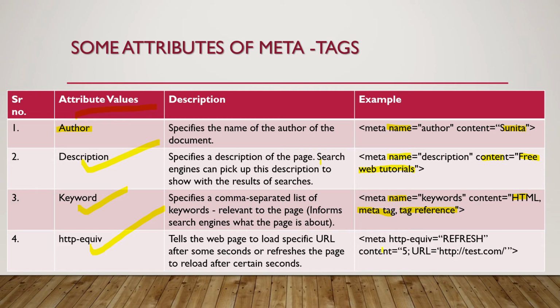But after how much time? That is 5 seconds. And what is the thing that we have to write over here? Suppose I have given the URL, uniform resource locator is the full form of URL. So here we have to give the name or the path of the particular website which we want to refresh after every 5 seconds. So this is all about the attributes of the meta tag.